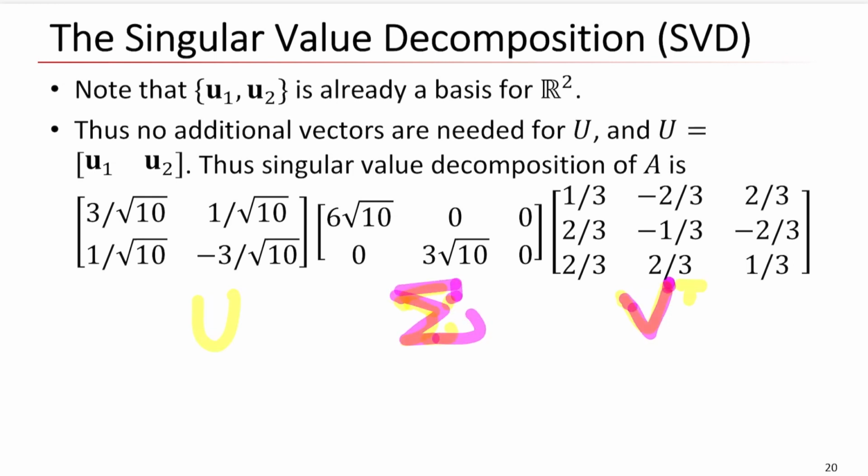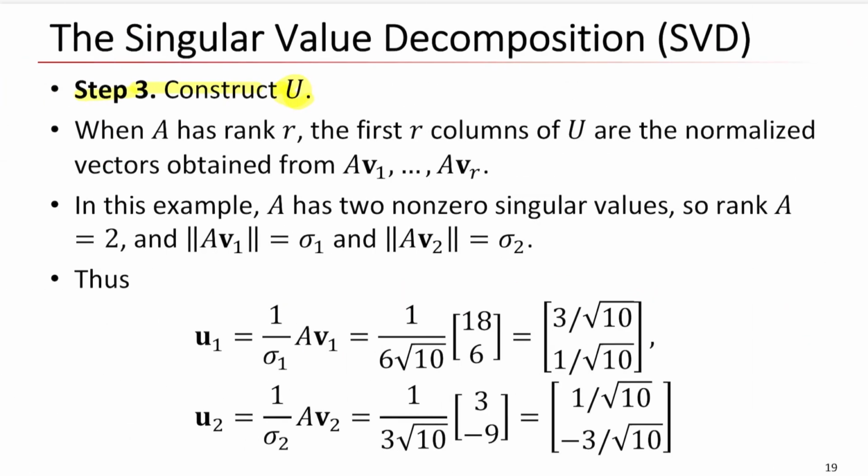The remaining thing is the matrix U. So finally, let's construct the matrix U. How can you do that? When the matrix A has rank r, the first r columns of U are the normalized vectors obtained from A v1 through A vr.